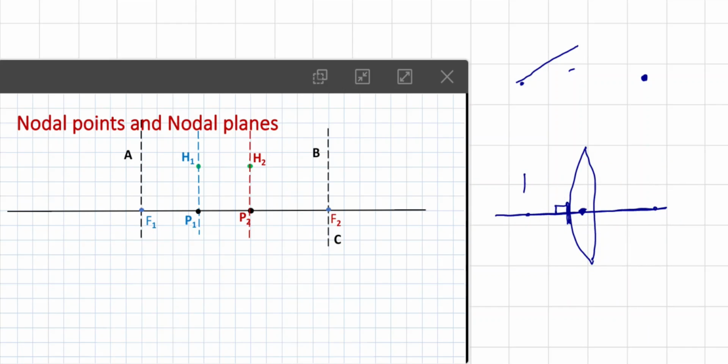Say suppose this is an object, and when a ray is passing through the optical center, it also does not deviate. That is important to understand the concept of nodal points. That means the ray which is passing through the optical center is not making an angle of 90 degree with the normal at that point, but still it goes straight, and that is a basic concept needed for understanding the nodal points.